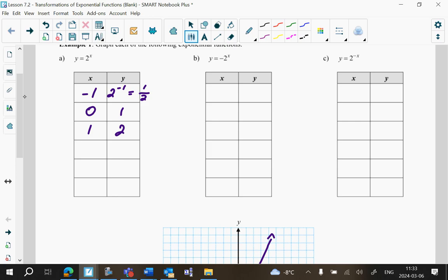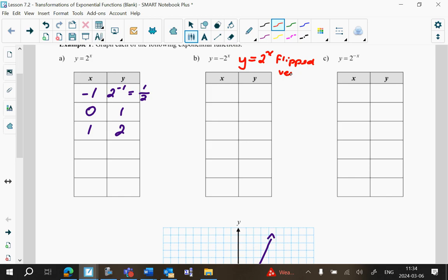So this is 2 to the x. What does this do to any function if there's a negative in front? Flips it how? Yep. Right? So this is y equals 2 to the x flipped vertically.